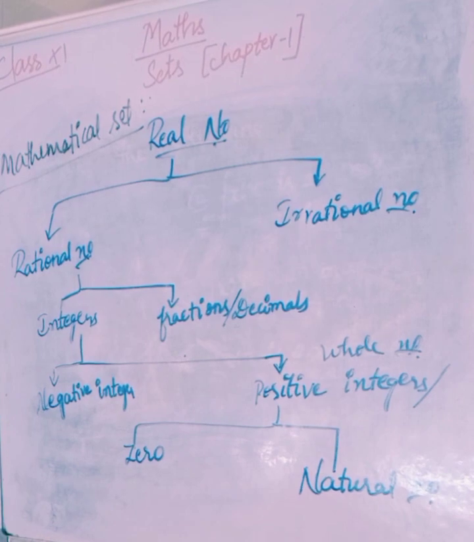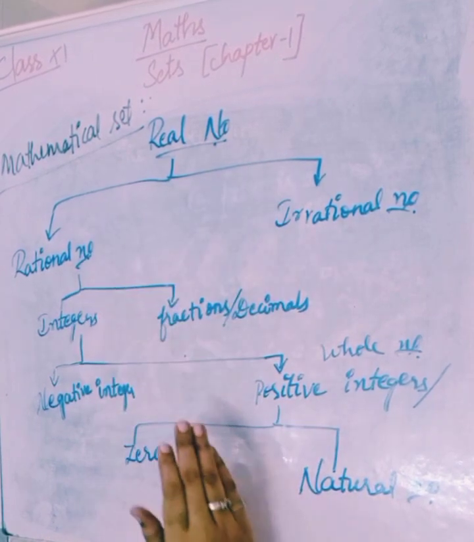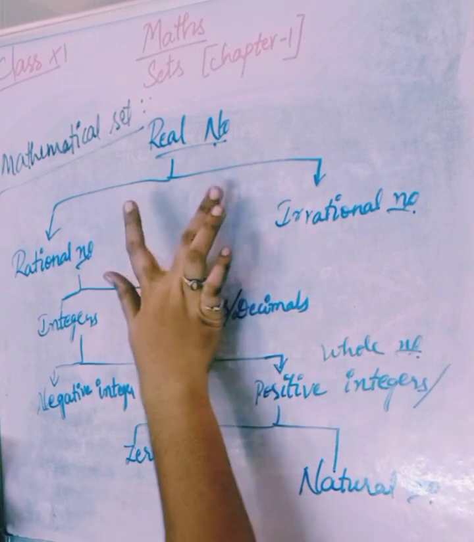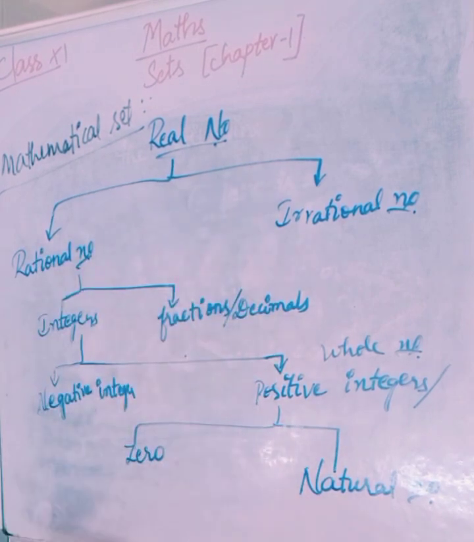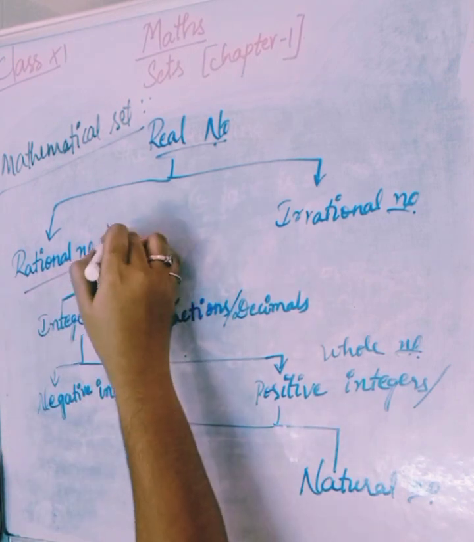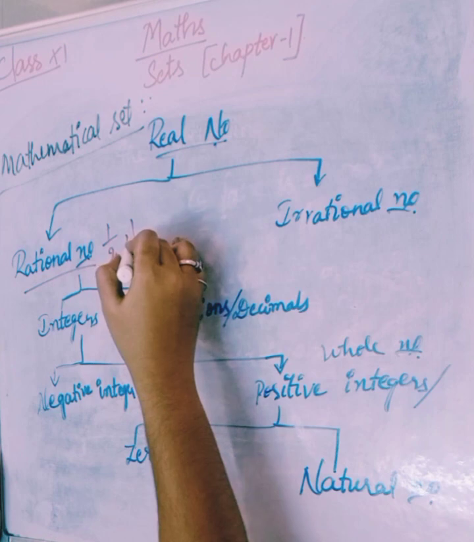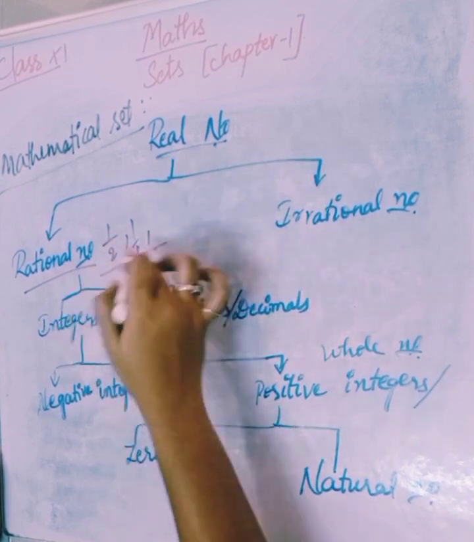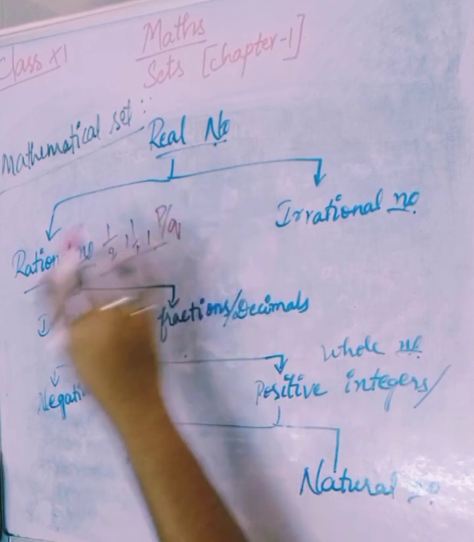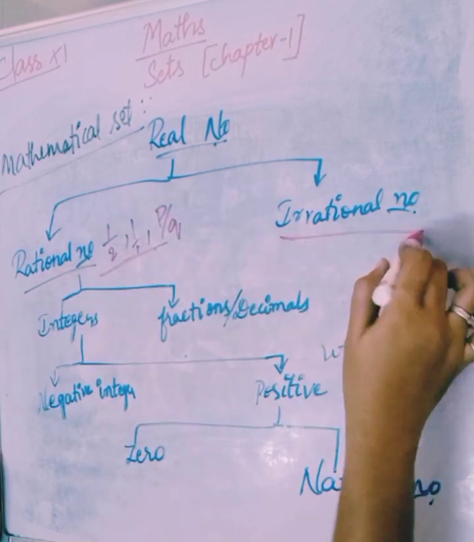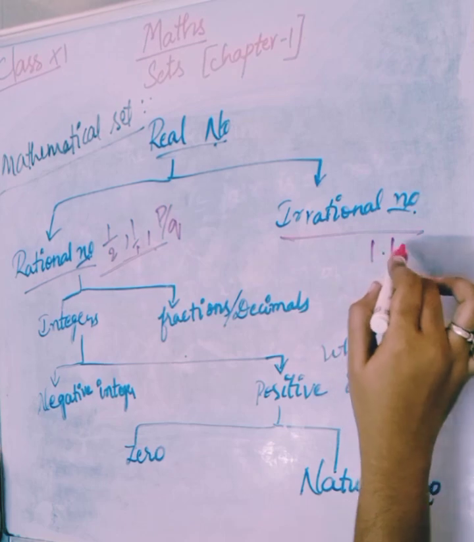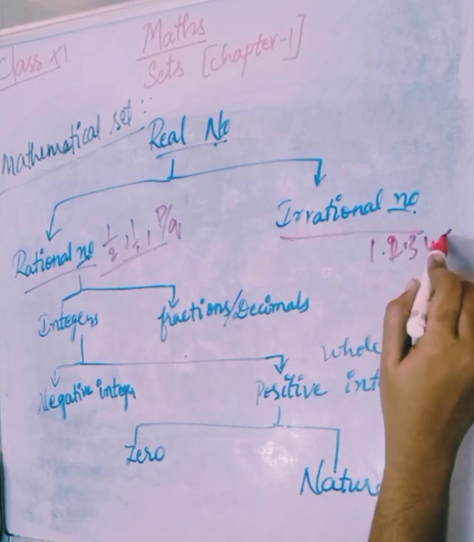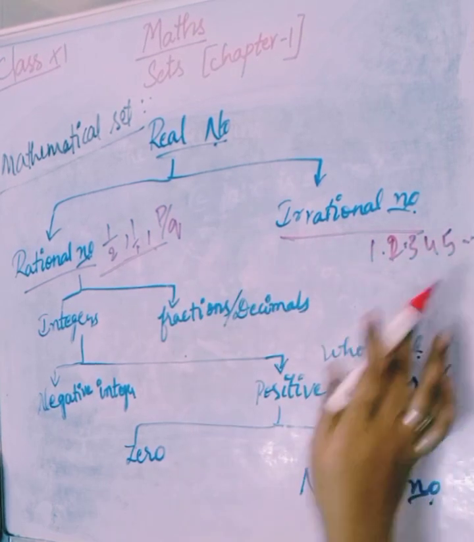Next, we need to know about mathematical sets. Before knowing mathematical sets, we need to know this chart. What is this? First, we have real numbers. Real numbers means what all it will be having. It will be having rational numbers and irrational numbers. Rational numbers means it will be like 1 by 2 or it may be 1. Is it right? Rational numbers need to be in the form of p by q. And irrational numbers, where the decimal points will go on like 1.12345 like this. That's irrational numbers.